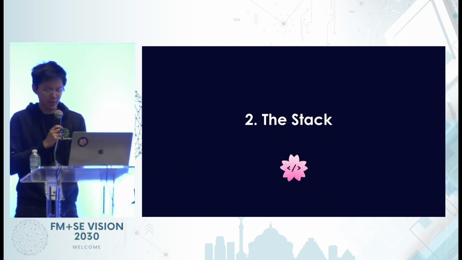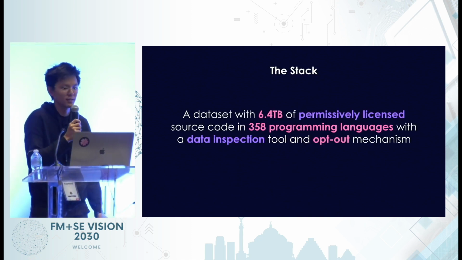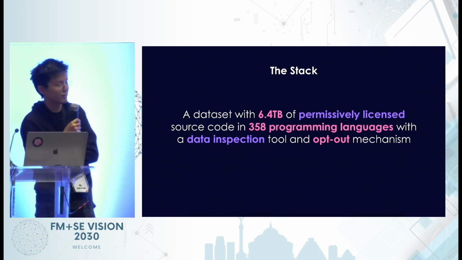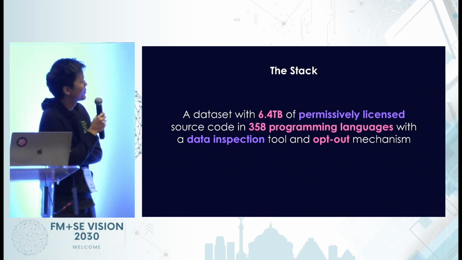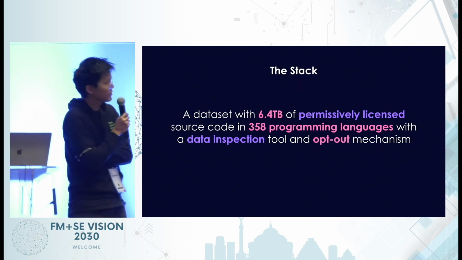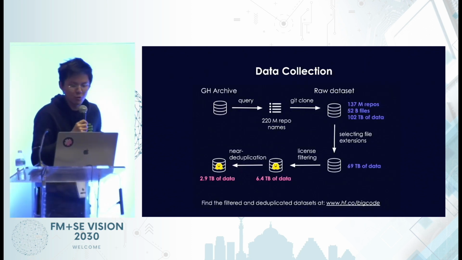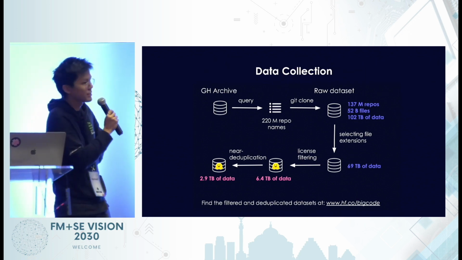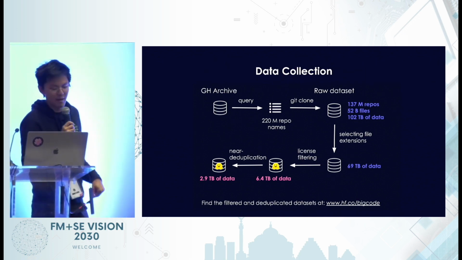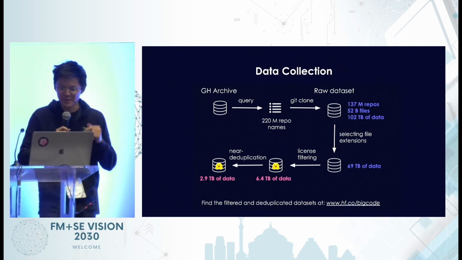And now I'm going to talk about how we collected the Stack. The Stack is a dataset of 6.4 terabytes of permissively licensed source code. We also developed a data inspection tool and opt-out mechanism, and I will come back to that a bit later. So we started with a list of 220 million repository names from GitHub Archive, and we just went ahead and git cloned every single one of them.